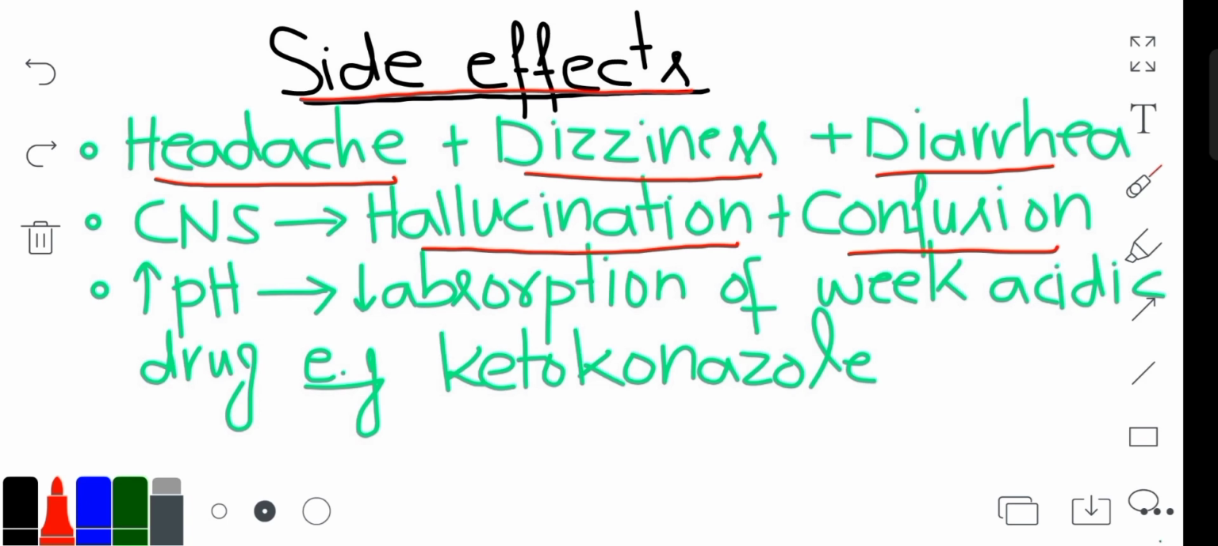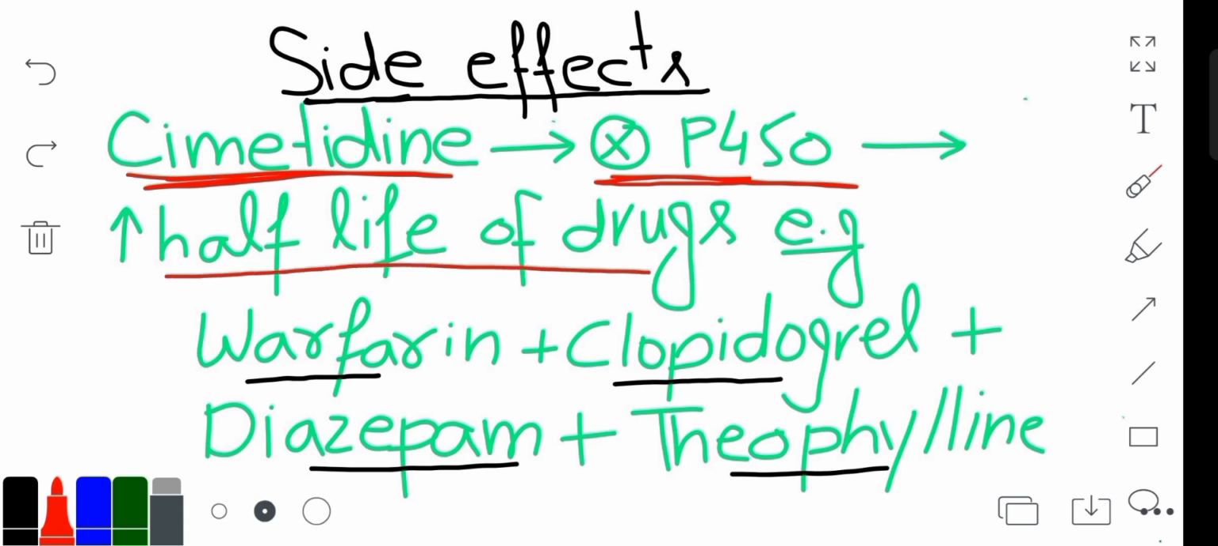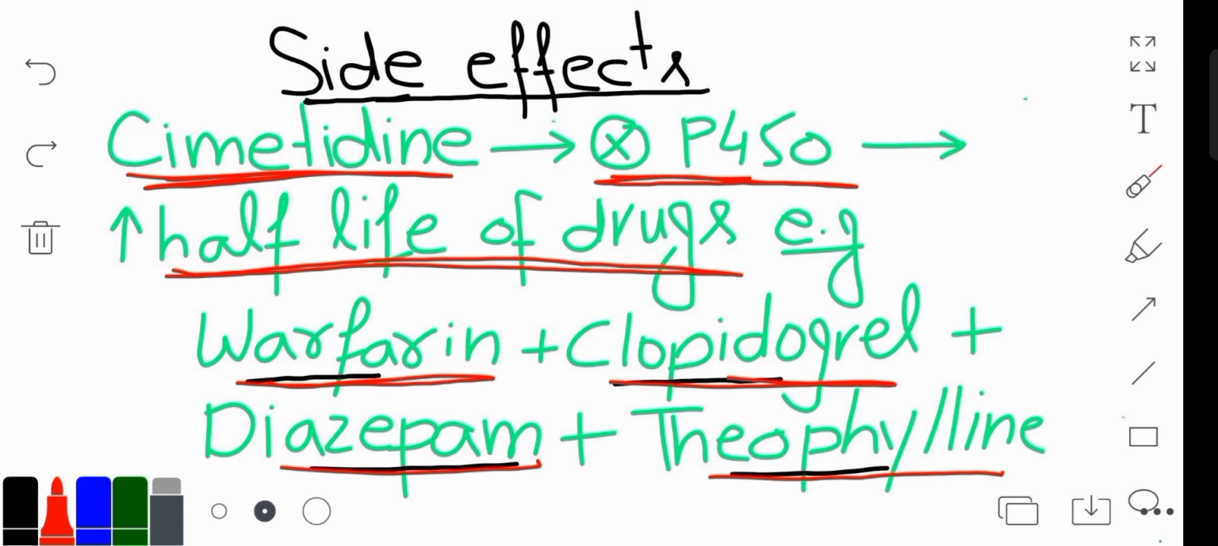H2 blockers increase the pH of the stomach and decrease the absorption of weakly acidic drugs that are well absorbed in acidic medium, such as ketoconazole. If we talk about side effects of cimetidine, cimetidine inhibits the cytochrome P450 isoenzyme system and increases the half-life of drugs that are metabolized by the cytochrome P450 system. These include warfarin, clopidogrel, diazepam, and theophylline, and there are many more drugs, but these are more common.